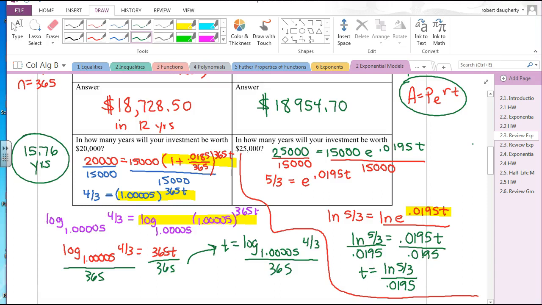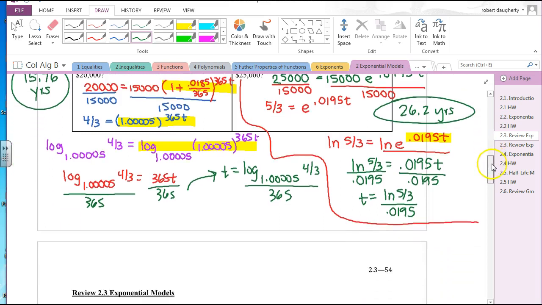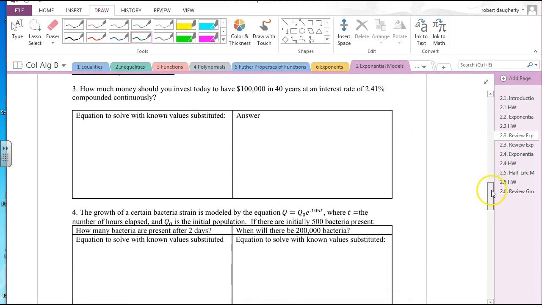So this is about 26.2 years. That's how long it would take to grow that investment from 15,000 to 25,000. So pretty straightforward, but there's a lot of writing and solving for a variable or solving for an expression with the logarithm side. So be very careful about your algebra and signs on that.